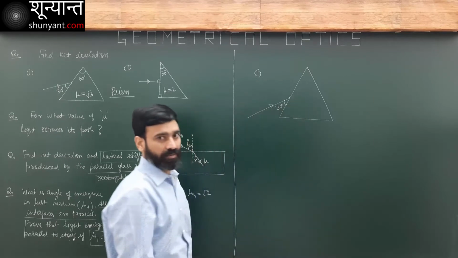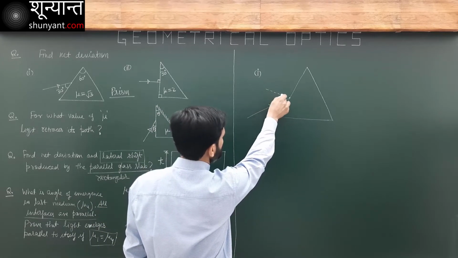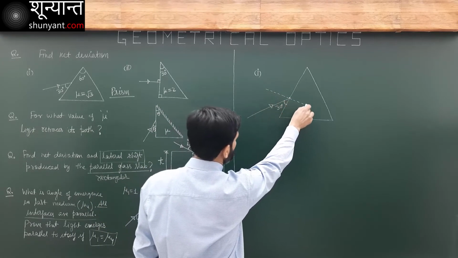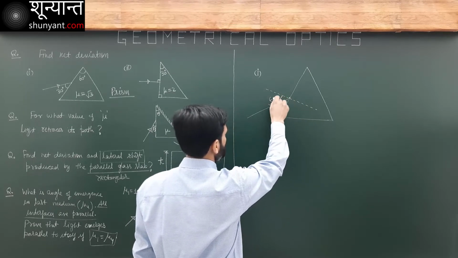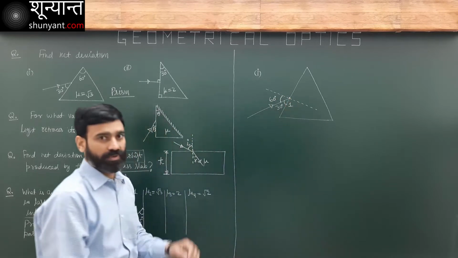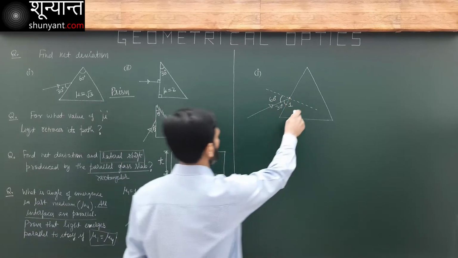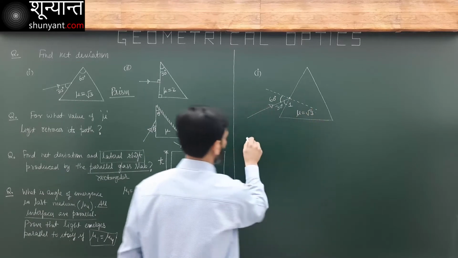So what will I do? First, I will draw the normal. I have to measure all the angles from the normal. This is the most common mistake that we actually make. So I have to worry about this angle. This will be 60 degree. This is point 1. So we are going to apply Snell's law at point 1. This mu is root 3.